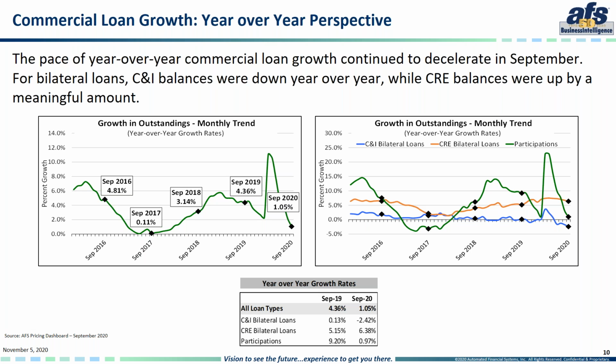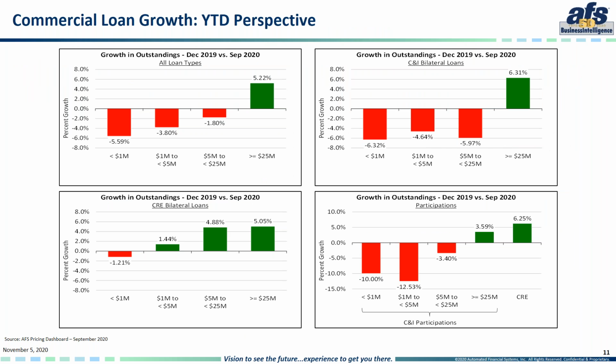On slide 11, we now look at the loan growth that occurred during 2020. Here, the loan size ranges segment year-to-date loan growth. For all loan types, the chart on the top left, we see loans have decreased year-to-date for each of the loan size ranges less than $25 million in size, while the largest loan size range, greater than or equal to $25 million, posted a 5% increase. Similar results are seen for C&I bilateral loans, the top right chart, and C&I participations, the bottom right chart.